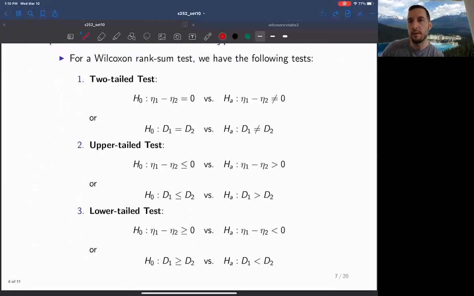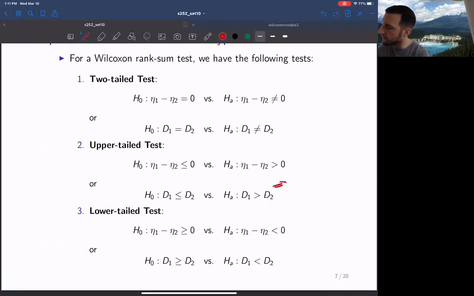For the Wilcoxon Rank-Sum Test, we have the same null and alternative hypotheses, or the same options for the null and the alternative hypotheses that we had when we studied the signed rank test. So we can do the general test of no difference between the distributions or between the population medians. We can do an upper tail test where we state that population 1 has a larger median than population 2, or that the distribution of population 1 is to the right of population 2.